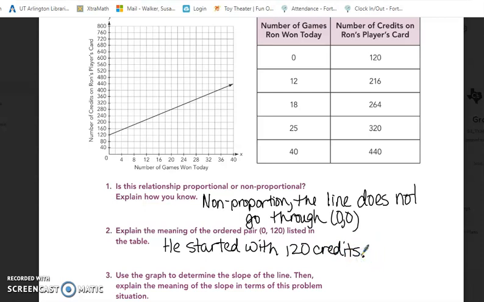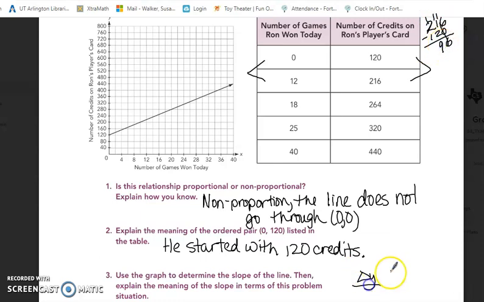Use the graph to determine the slope of the line. So y'all know for the slope, we already can tell this is linear, so I do not have to go all the way down on these, okay? I can just choose any, delta y over delta x, okay? So in your calculator, you would subtract 216 minus 120, and what do you get?